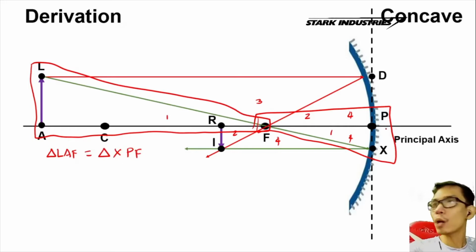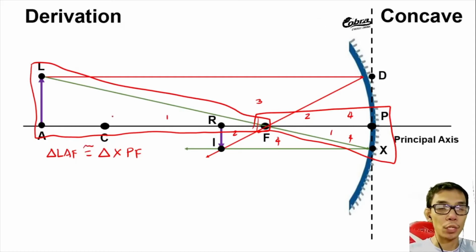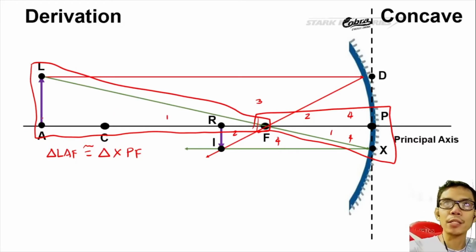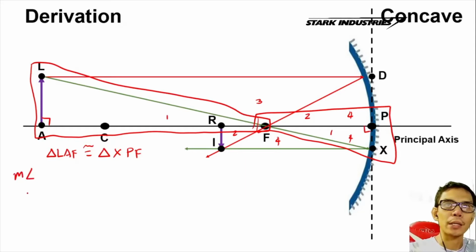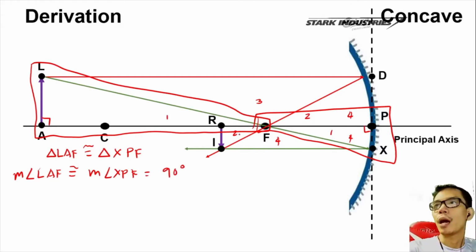So, according to our judgment here, these two triangles are similar to each other. Now, let's prove that they are similar to each other. The first proof is the angle between the right angles that you see here. According to this claim, angle LAF is similar to angle XPF. What is the reason why they are similar? Because both of them are 90 degrees, so both of them are right angles. Alright, next one. We have another one here.